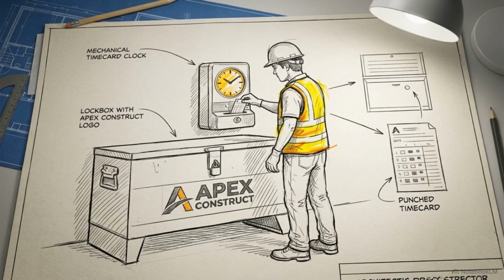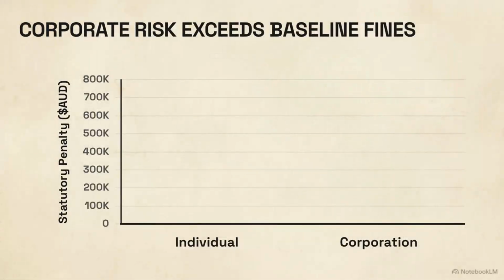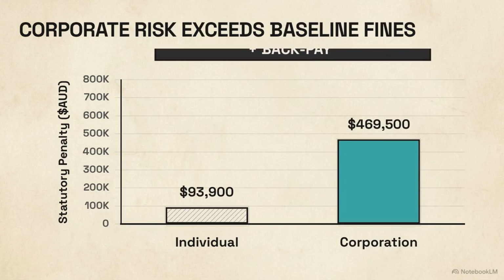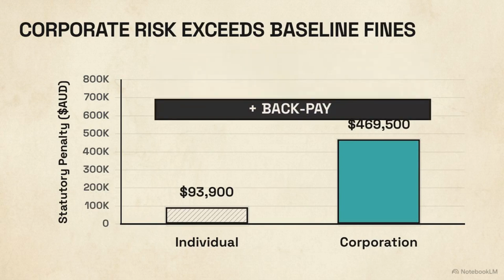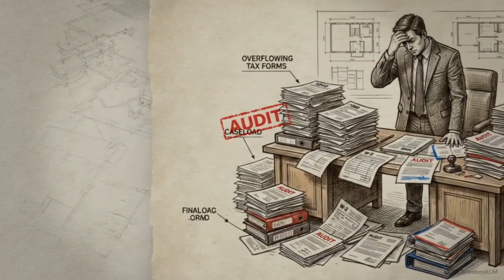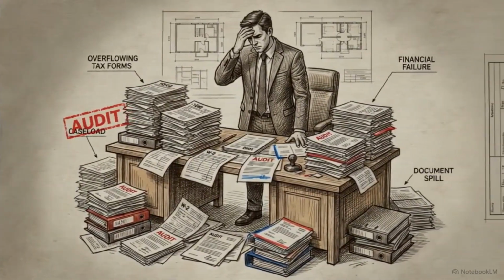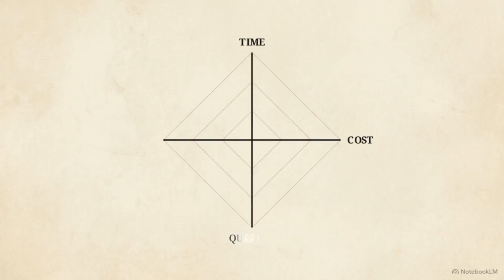Current penalties for sham contracting are up to $93,900 for individuals and $469,500 for corporations per breach, plus the back payment of all leave and superannuation. Relying on an ATO tax rule to defend against a Fair Work prosecution is a legal failure that often results in bankruptcy. Stage 5 is performance evaluation, requiring tracking against 4 KPIs: time, cost, quality, and conduct.